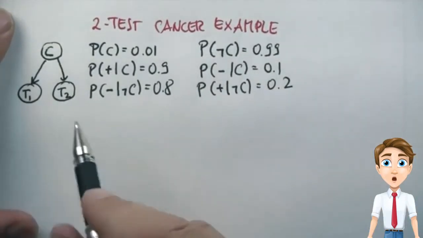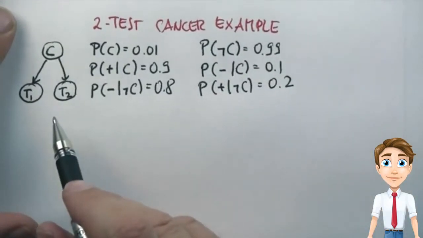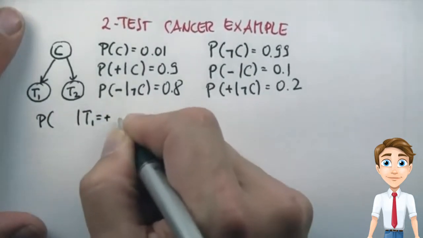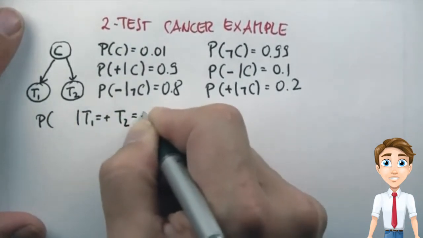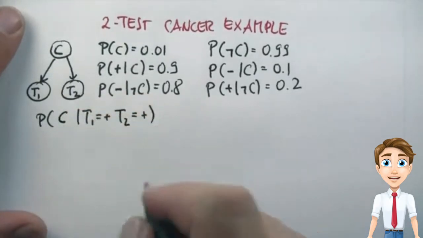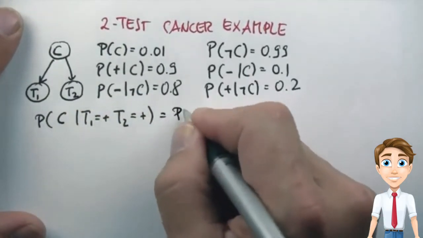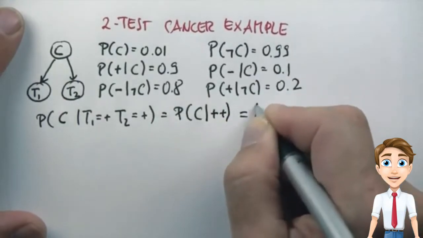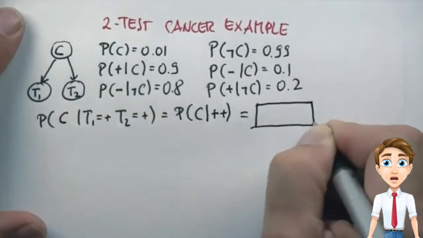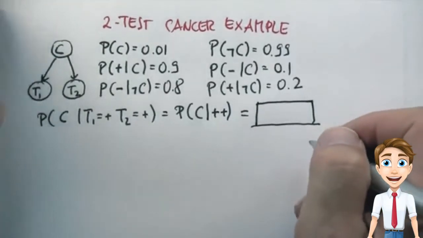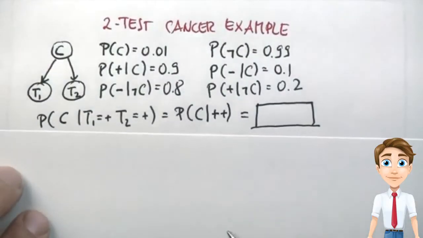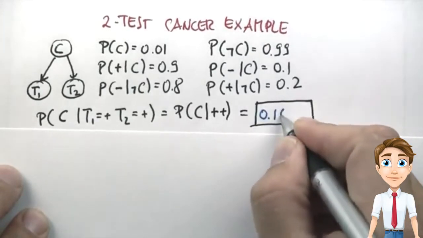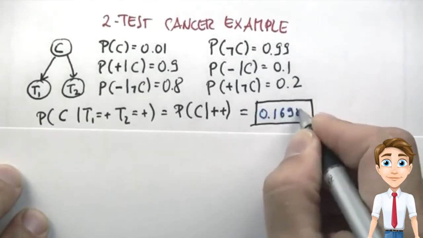Now let's assume both of my tests come back positive. So T1 equals plus and T2 equals plus. What's the probability of cancer now? Written in short form, probability of C given plus plus. I want you to tell me what that is. And this is a non-trivial question. So the correct answer is 0.1698 approximately.